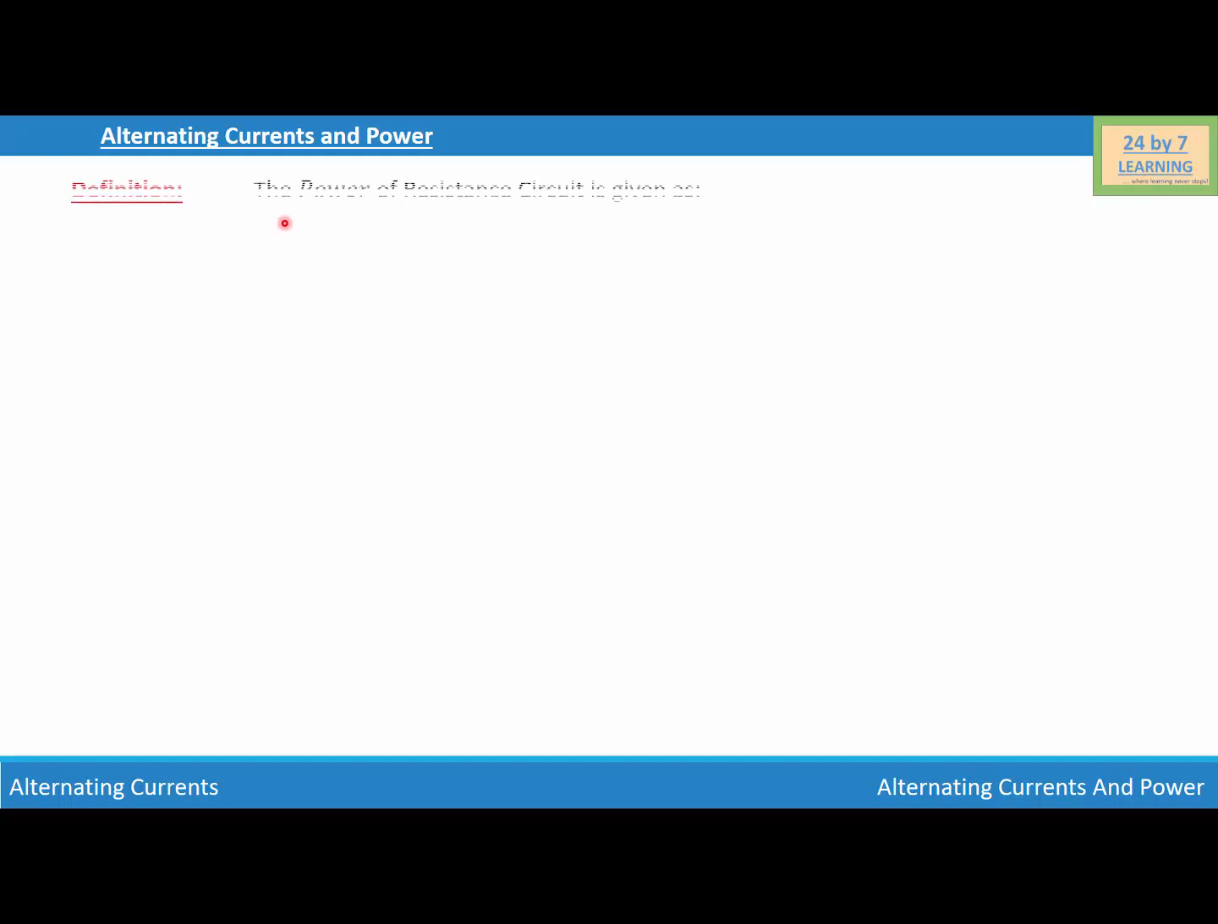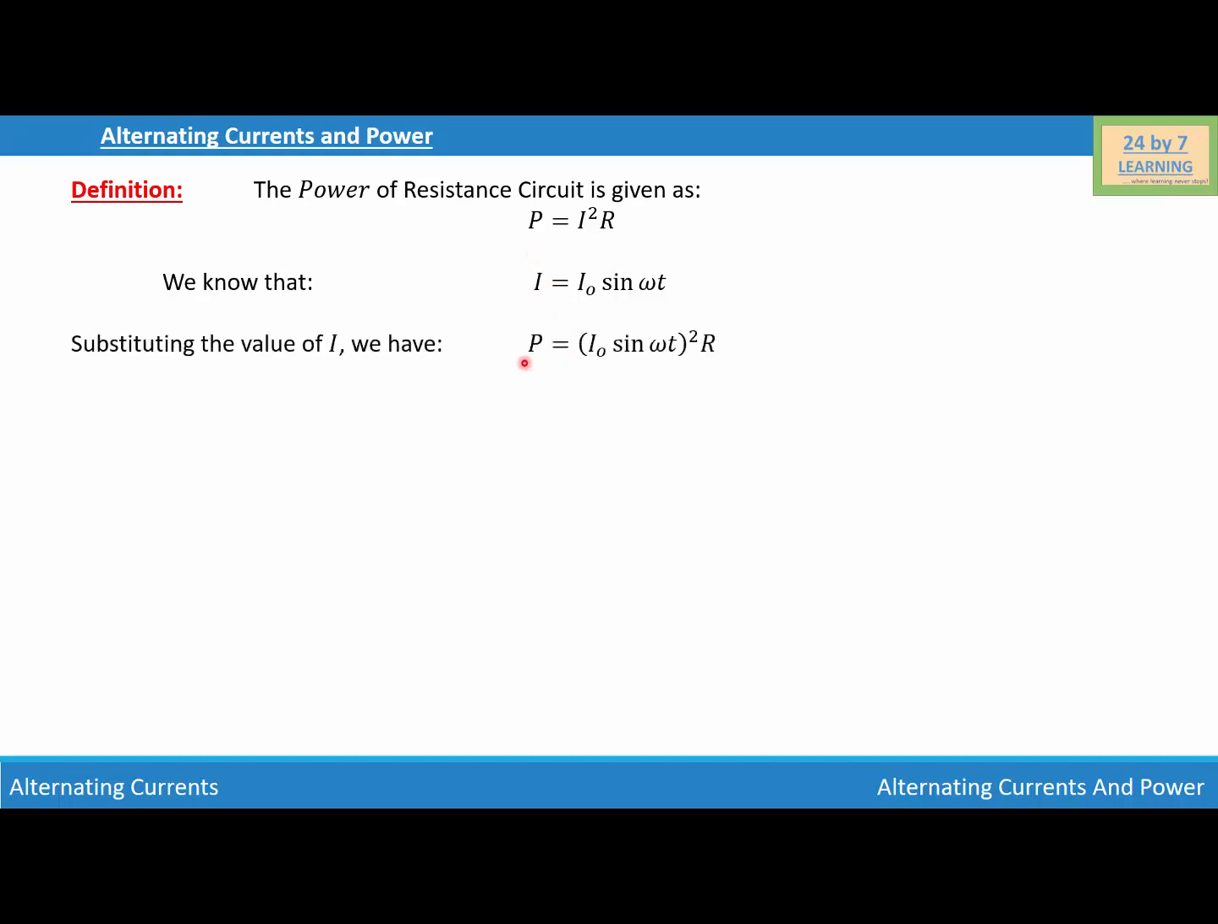Alternating currents and power. The power of a resistance circuit is given as P = I²R, where I = I₀ sin ωt. So I'm going to substitute the value of I in the power equation, and if I do that, I will write P = (I₀ sin ωt)² times R.